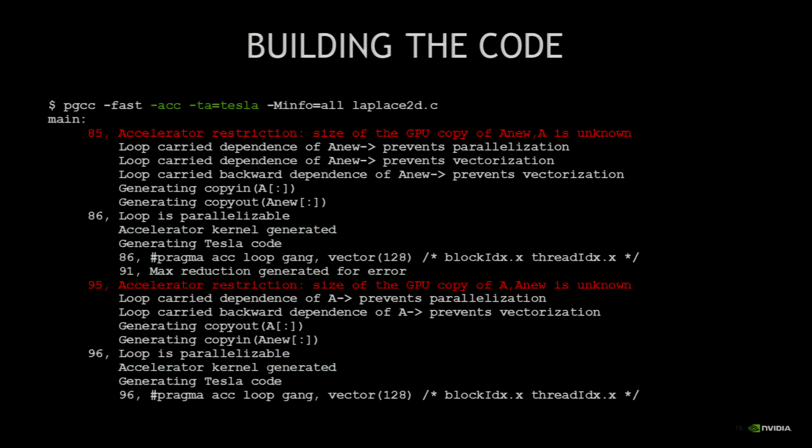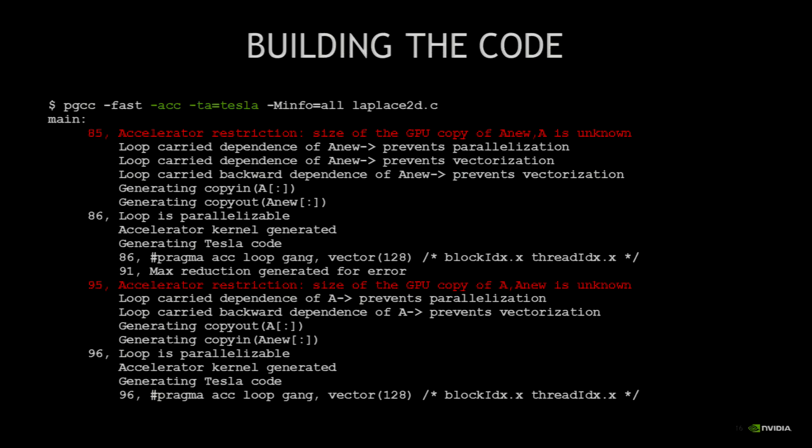So now, what are the problems here? Before we actually run this code, it's useful to look at the compiler output and see what happened, what maybe went wrong. In this particular case, the compiler told us there is some accelerator restriction because the size of the GPU copy of A new and A is unknown. So we specified the kernels, but the compiler couldn't figure out how much data it needs to copy to the GPU. And then it told us, I cannot accelerate it because I don't know how much data I need to copy.